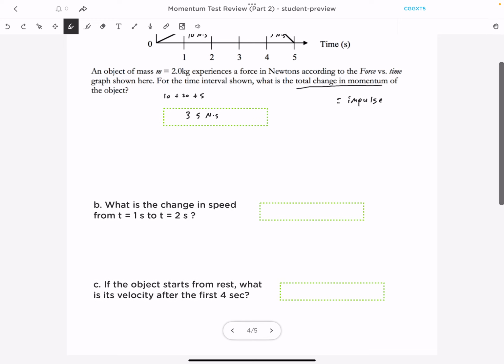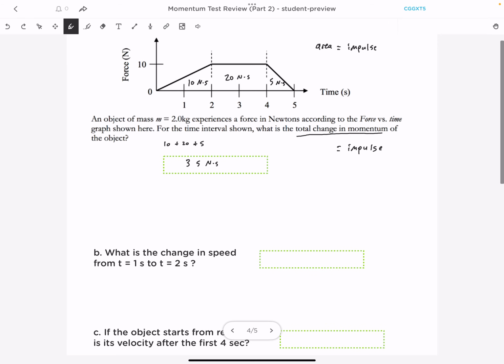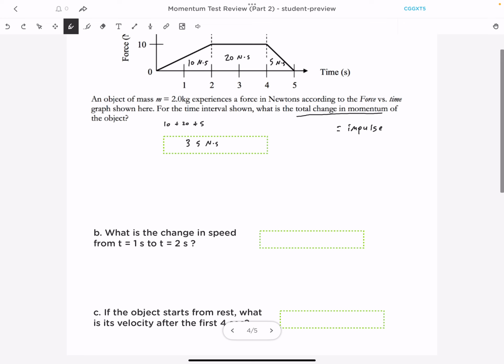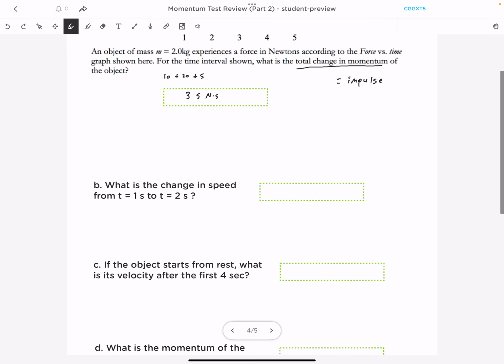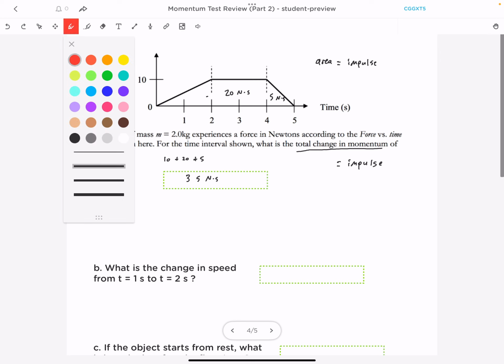So let me go over the whole process. So first things first, we need to figure out what the change in momentum is from t equals 1 to t equals 2. So I'm actually going to do it here on the graph. So here, I'm going to erase this a little bit. Right, so we already know that's 10 Newton seconds. And now what I'm looking for is this area right here. So this area here from t equals 1 to t equals 2, we need to figure out what that area is. So that's a trapezoid.